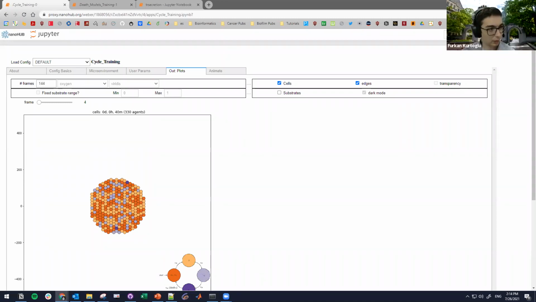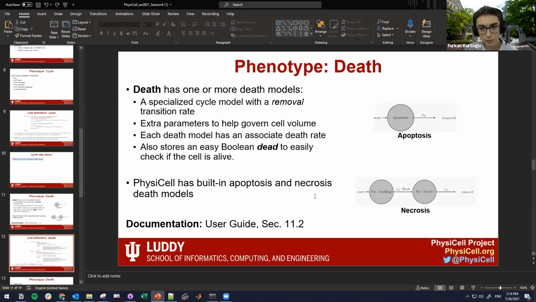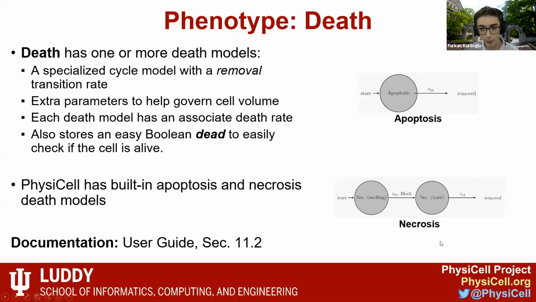If there is no question, then I will go to the death model. So in PhysiCell, we have two different death models. The first one is apoptotic, and the second one is necrotic. Apoptosis is just a phase that removes the cell, and necrosis is a two-phase death model, very similar to the cycle model.